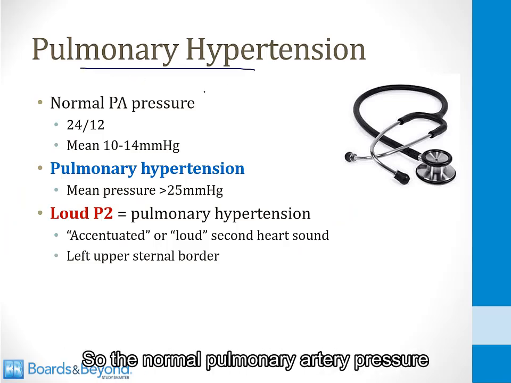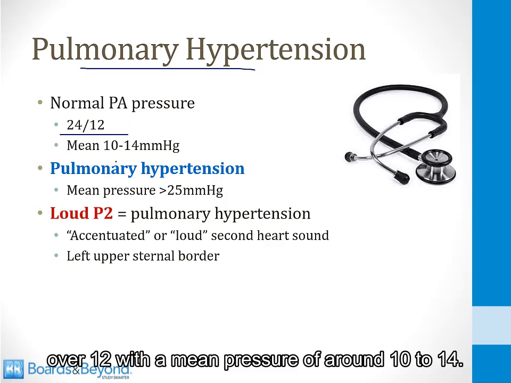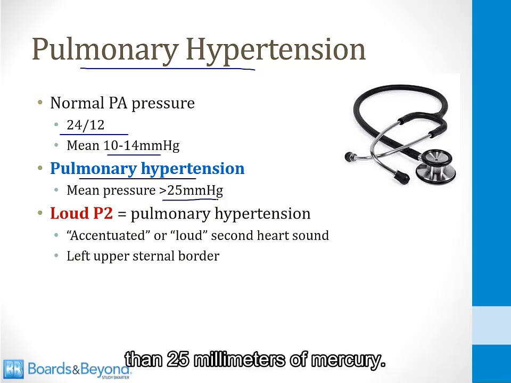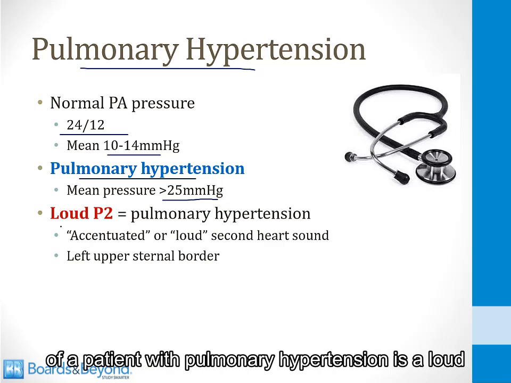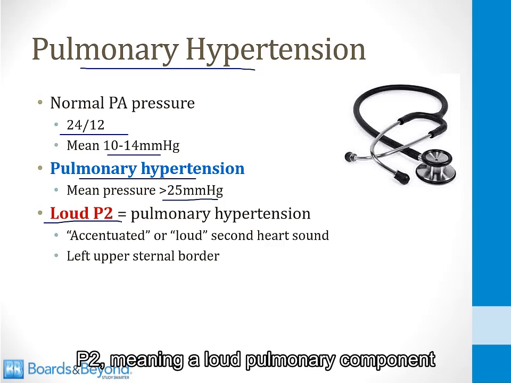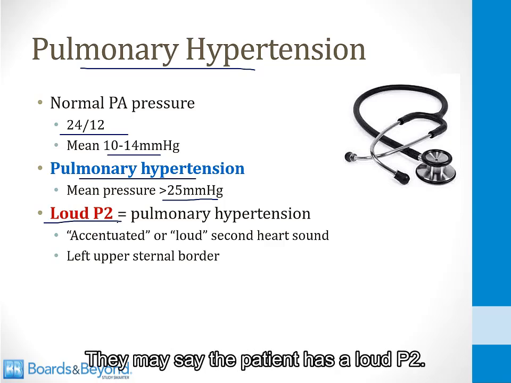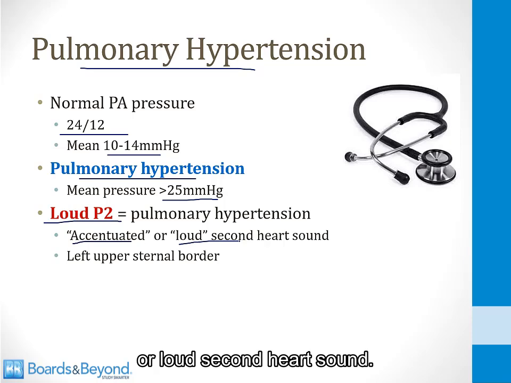So the normal pulmonary artery pressure, as I mentioned earlier, is about 24/12, with a mean pressure of around 10 to 14. The definition of pulmonary hypertension is a mean pulmonary artery pressure greater than 25 millimeters of mercury. And for step 1 of your exam, one of the most important things to know is that the classic physical exam finding of a patient with pulmonary hypertension is a loud P2, meaning a loud pulmonary component of the second heart sound. They may say the patient has a loud P2, they may just say the patient has an accentuated or loud second heart sound.